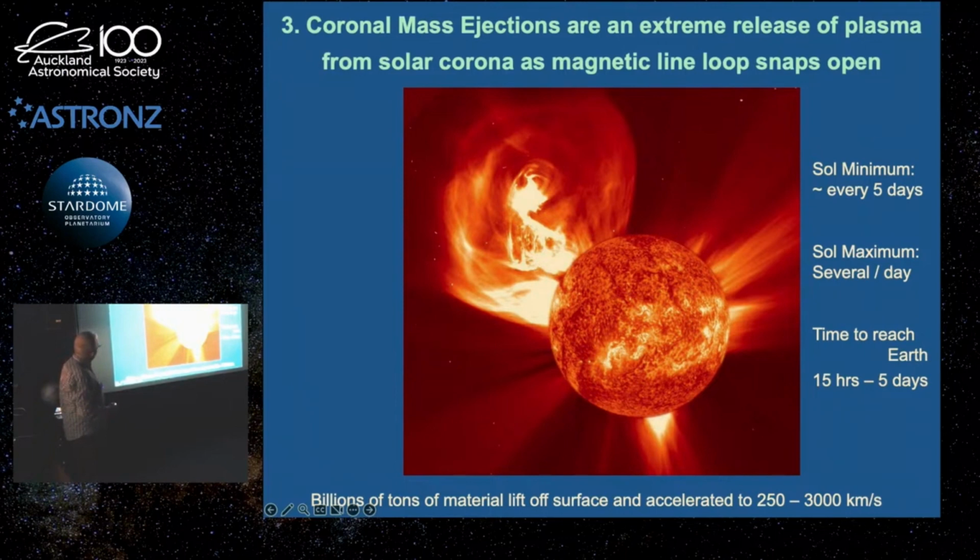To give you an idea of these CMEs, as they call them, at solar minimum there's one about every 5 days, but at solar maximum you get several per day. And they can take anywhere from 15 hours to 5 days to reach Earth. You're getting billions of tons of material lifted off the surface of the sun, accelerated to speeds up to about 3,000 kilometers per second.